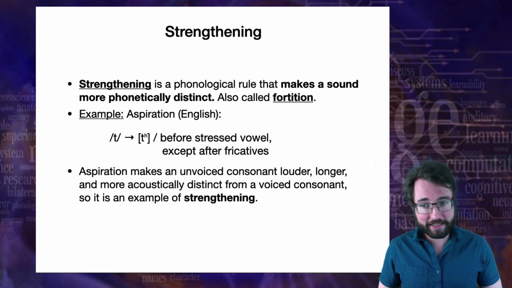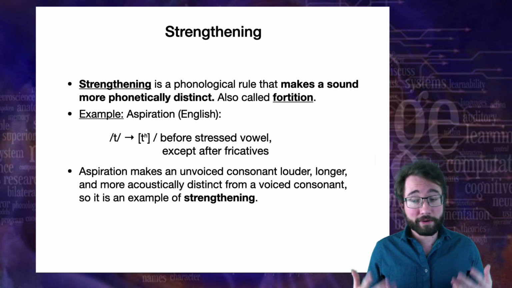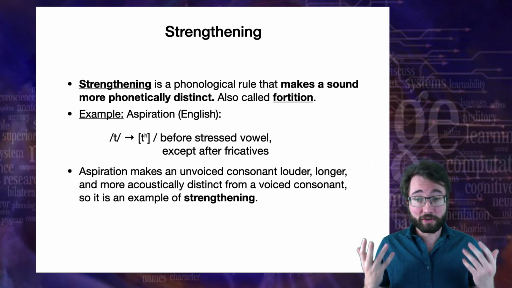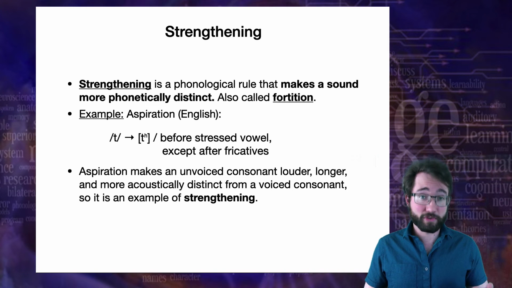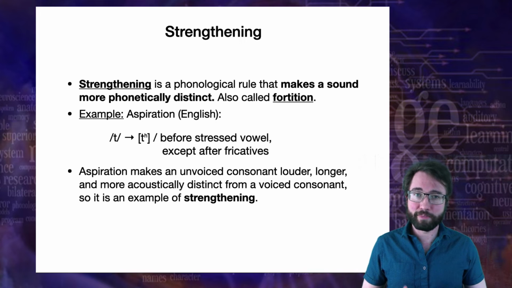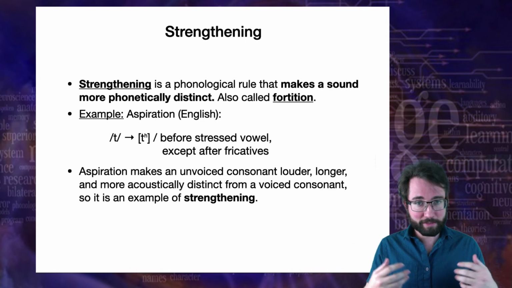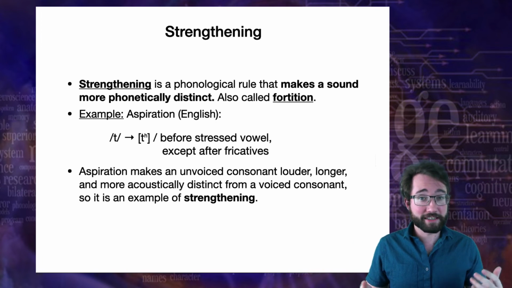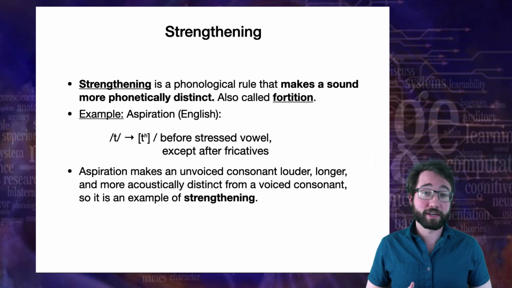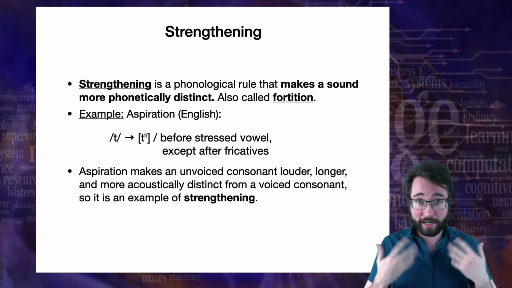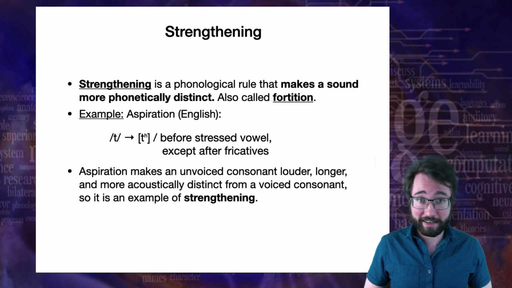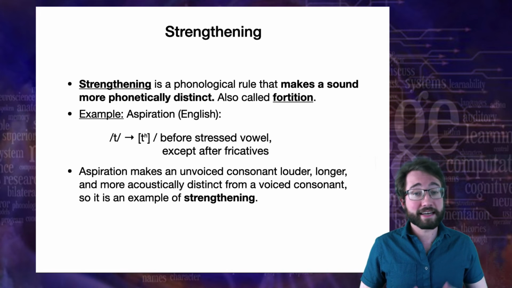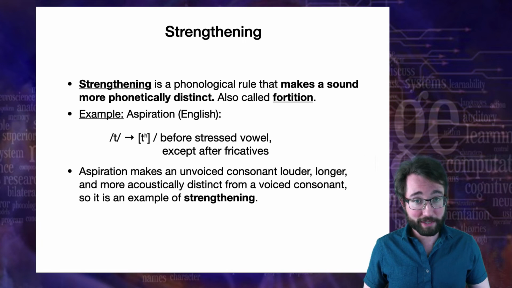Aspiration has the effect of making an unvoiced consonant louder, longer, and more acoustically distinct from a voiced consonant. So it's an example of strengthening. It also makes the sound a bit harder to produce. It takes a little bit more effort to produce an aspirated sound like "ta" as opposed to an unaspirated sound like "da." It takes a bit more breath. It takes a bit more energy. And the payoff for investing that extra effort in pronouncing this sound is that it's more acoustically distinct from other sounds.